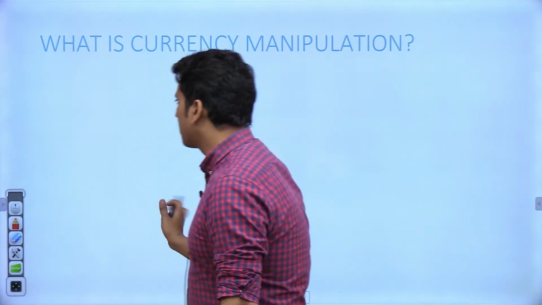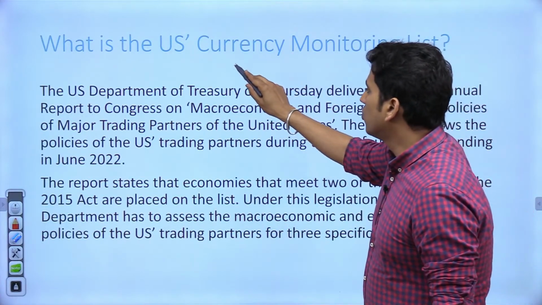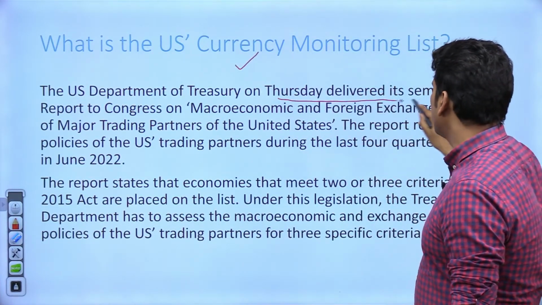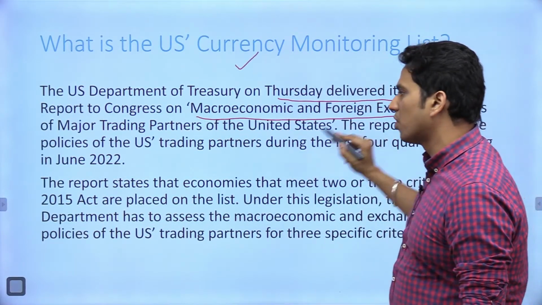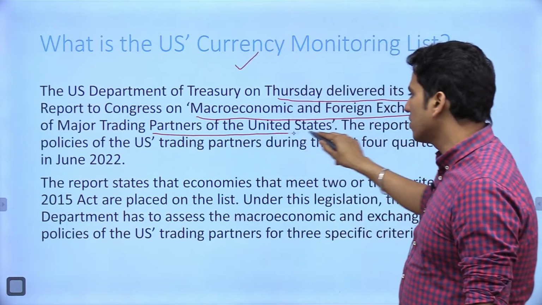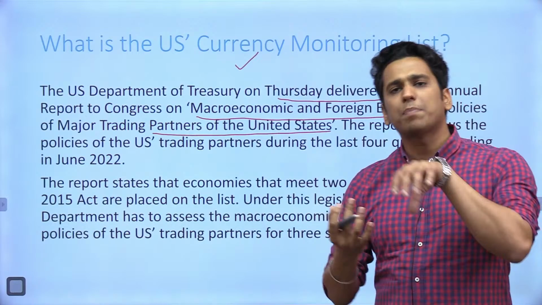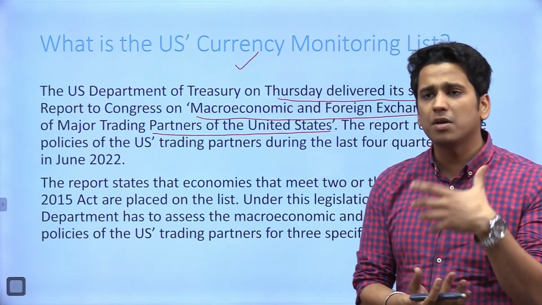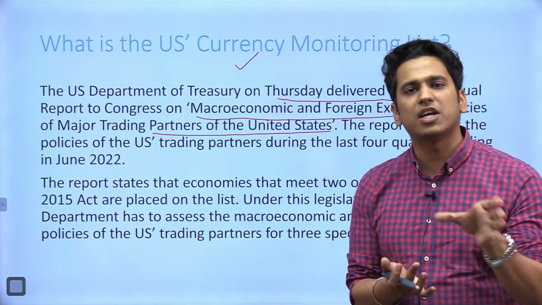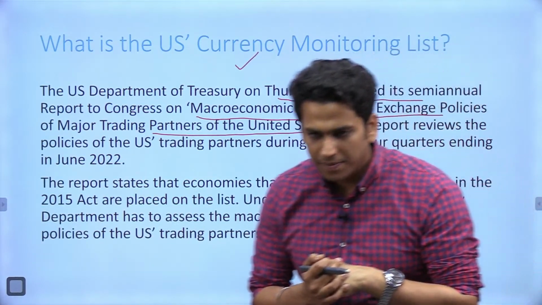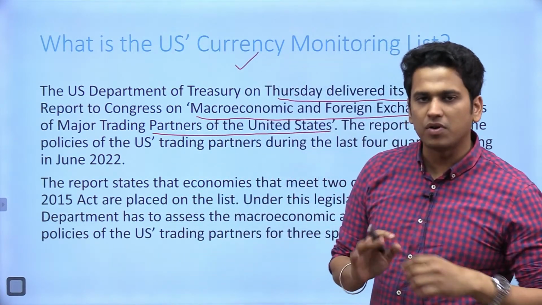Now let's try to build upon this. Now what has happened? The US Department of Treasury delivered its semi-annual report to the Congress on macroeconomic and foreign exchange policies of major trading partners of the United States. बेसिकली जो यूनाइटेड स्टेट्स है वो जो उनके मेजर ट्रेडिंग पार्टनर्स हैं, जो सबसे बड़े मेजर ट्रेडिंग पार्टनर्स हैं, उनको ही कंटिन्यूसली वॉच करता है व्हाट आर दे ट्राइंग टू डू इन रिलेशन टू द एक्सचेंज रेट. यस, बिल्कुल ठीक है राजेंद्र, यू आर एब्सोल्युटली राइट.